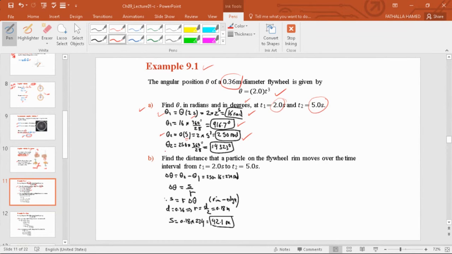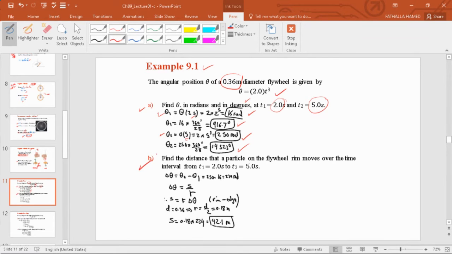Now you can convert this into degrees by multiplying 250 by 360 divided by 2 pi, and that will give you 14,023 degrees. And that's how we calculate theta 1 and theta 2 at t equal to 2 seconds and t equal to 5 seconds here.